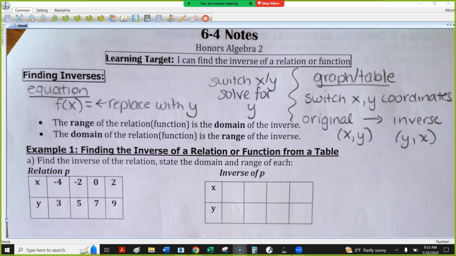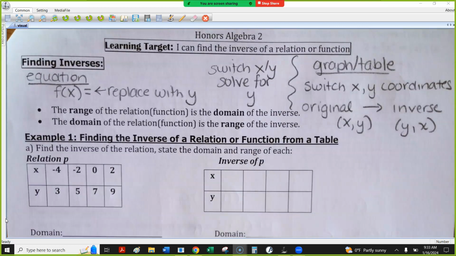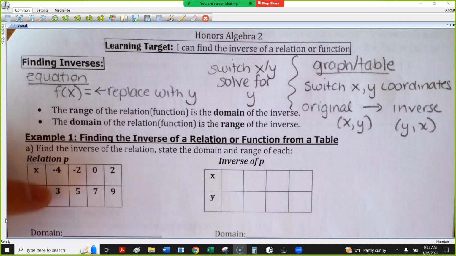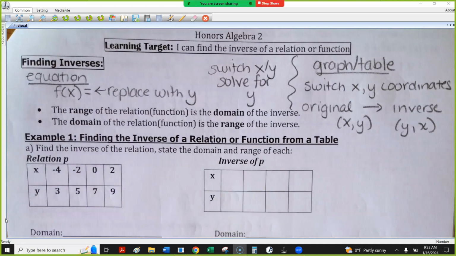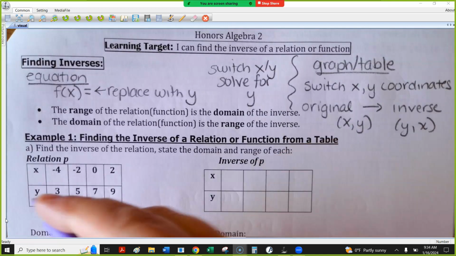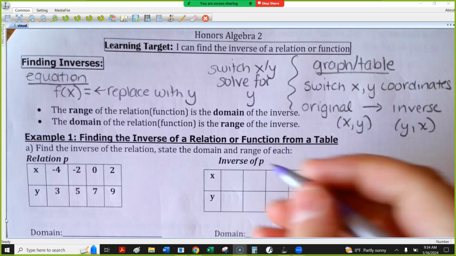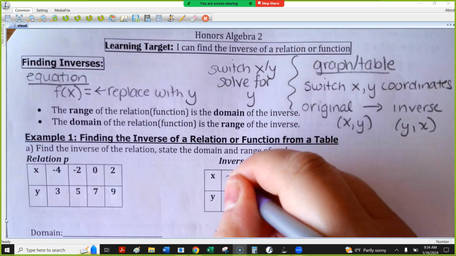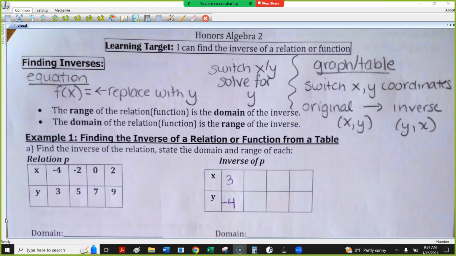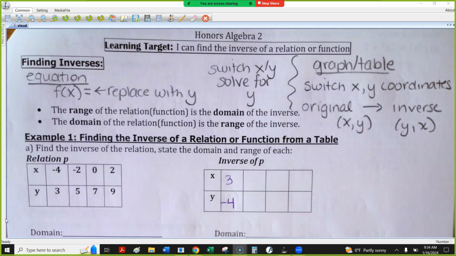In example 1 here, I've got a table. The point, for example, we'd have -4, 3 would be a point if we had a picture of this graph. Literally, all you have to do for the inverse is switch those. So that first point was -4, 3. In the inverse, it would just be 3, -4. That's all it is. You don't change any negatives or anything like that. You just trade x and y places.